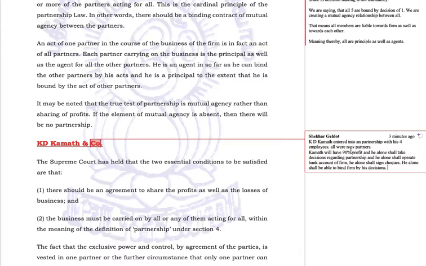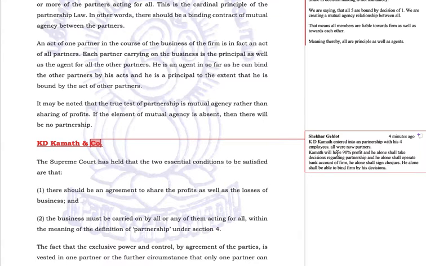Because even when there is no agreement to share the losses, the loss sharing will be as per the profit ratio. So definitely the 90% loss will be suffered by Kamath, and the rest will be distributed as 10% between all four jointly. So yes, there is an agreement to share profit as well as an agreement to share losses. The business must be carried on by all or any one of them acting for all, within the meaning of the definition of partnership. Now, in this case, business is carried on by any one of them acting for all.